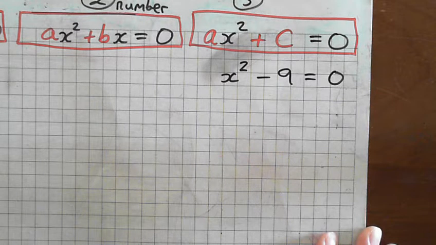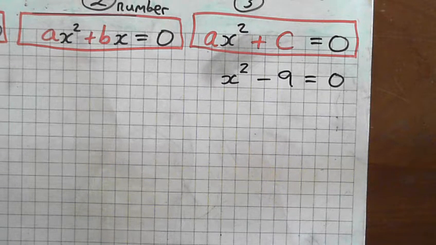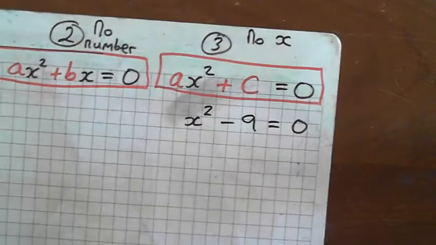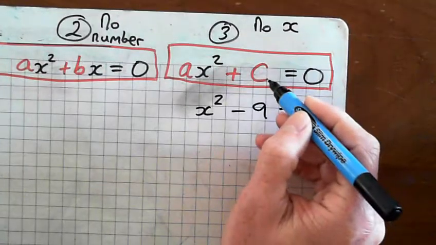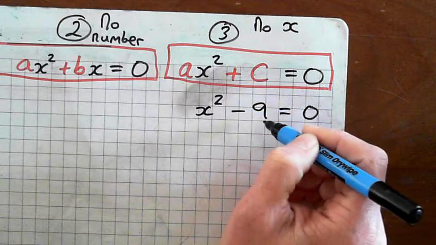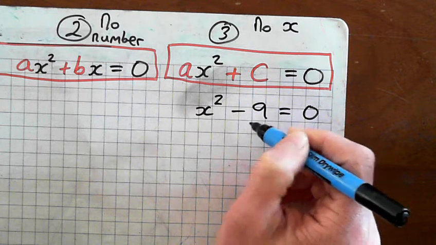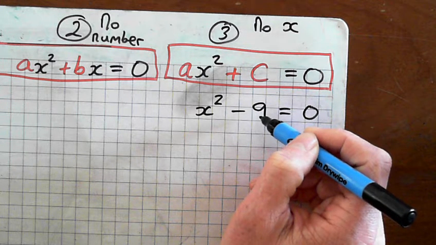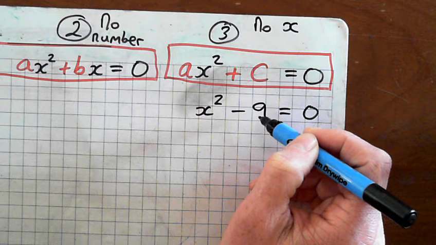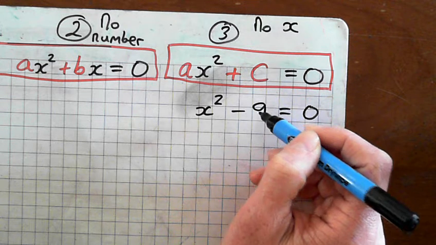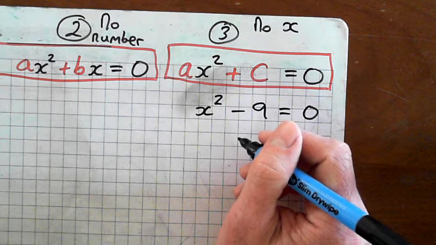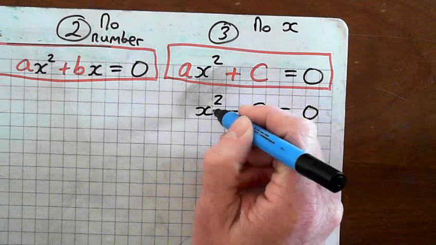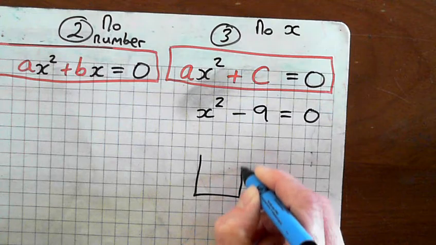Method is slightly different. So if you pay attention the first time, you'll get it. So type 3 over here have an x squared and a number. Usually they have a negative number. They're also called the difference of two squares. The reason for that is, well, watch this.